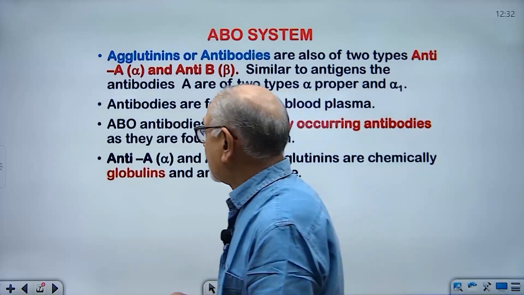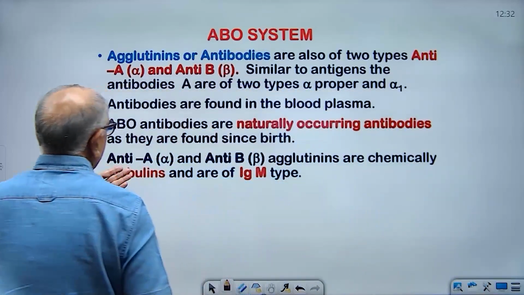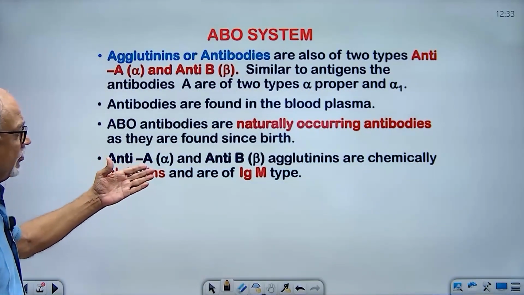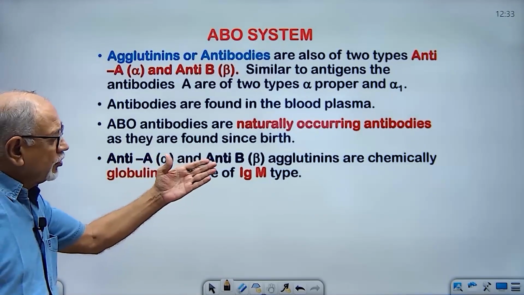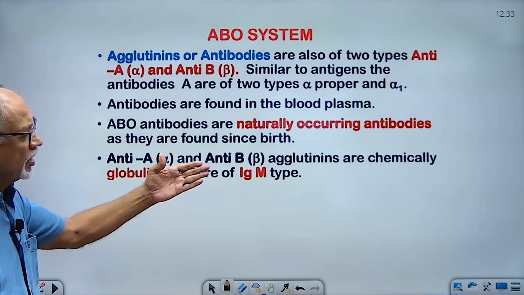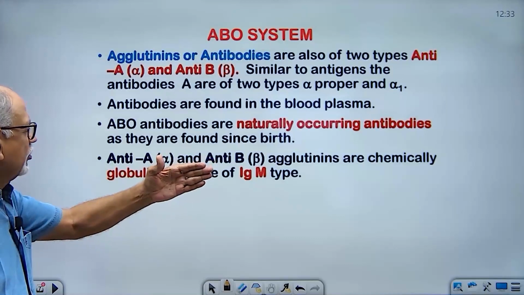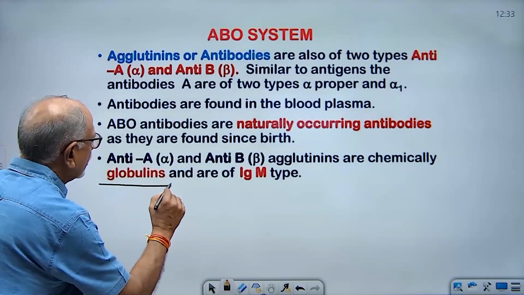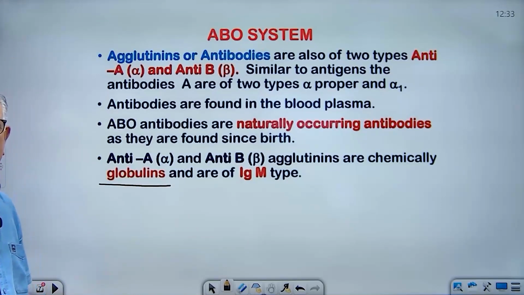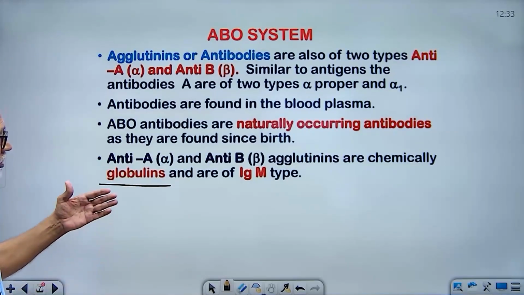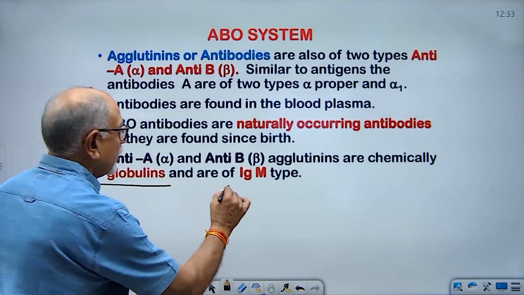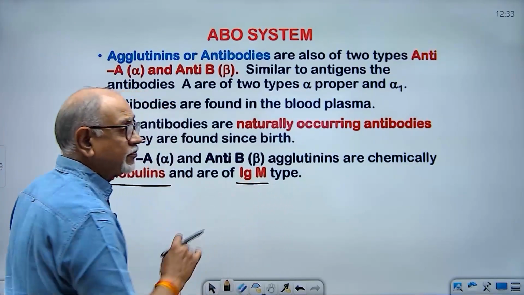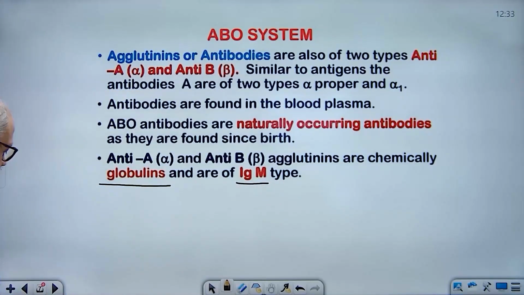Now, antibody A or alpha and antibody B or beta, these are agglutinins which are chemically globulin fraction of plasma proteins. This is an IgM type of antibody.